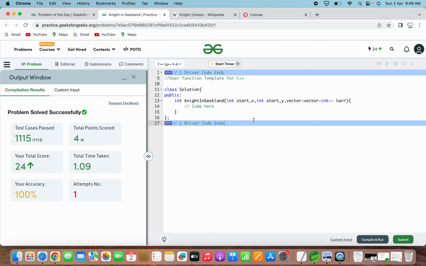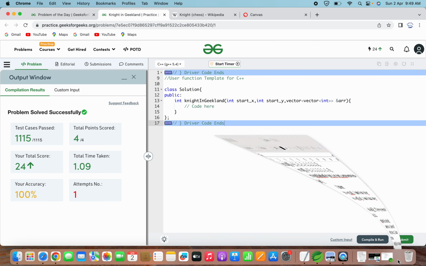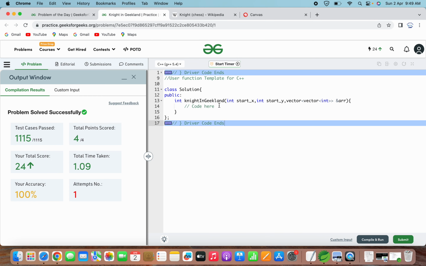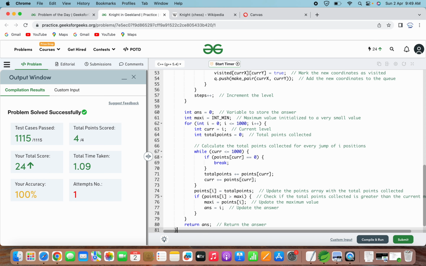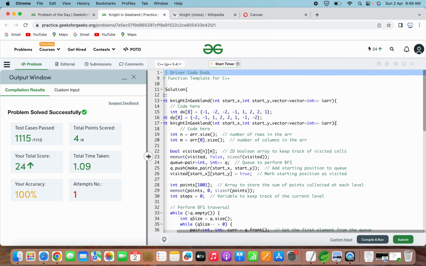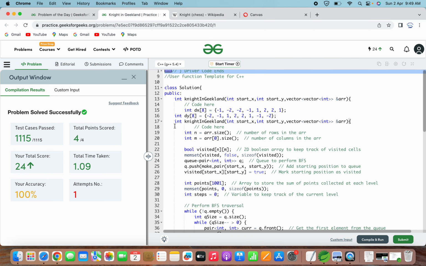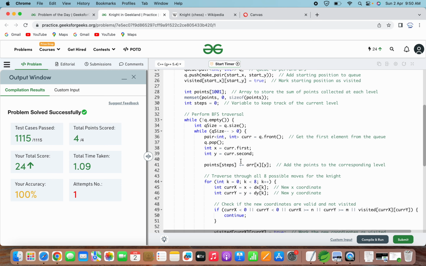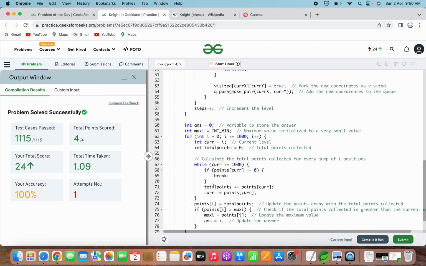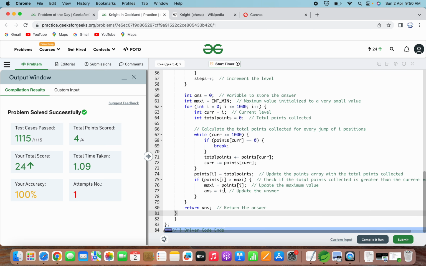see the C++ solution for the corresponding one. So even that I have prepared. In this solution also, I have tried adding comments so that it becomes easy to understand. So here also we have done the same thing, no difference at all. Here also we have first initialized the directions, the queue, the boolean visited array, all the things, and we are performing the same operation, BFS first, then after that we are calculating the maximum points. Okay, so I hope this is also clear.